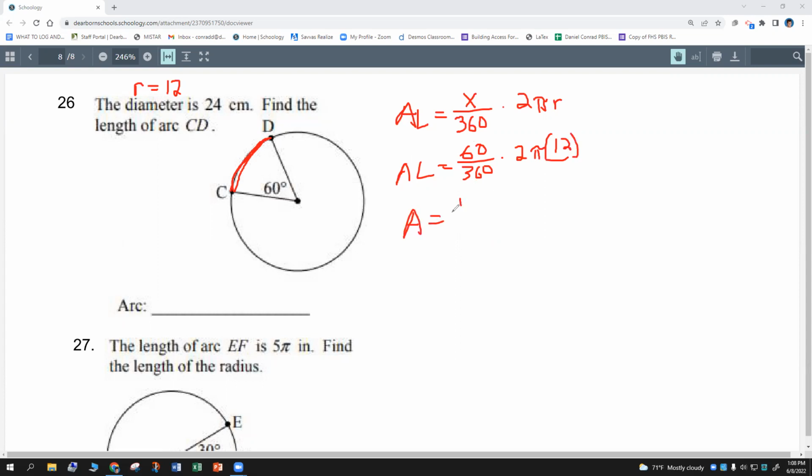60 over 360 is 1/6. 2 times 12 will be 24. And then 1/6 of 24 is going to give us 4. And then we have the pi left. So our arc length should be 4 pi centimeters long. Okay, and that's approximately 12.56, I think, right? 4 pi, 12.56. So about 12.57, 12.6 centimeters long.